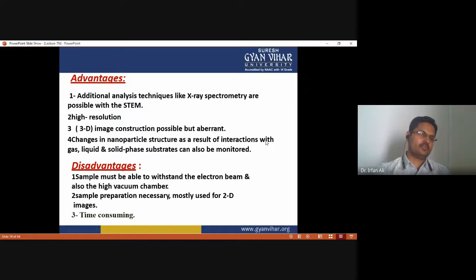Apart from the advantages, there are disadvantages also. The sample must be able to withstand the electron beam and also the high vacuum chamber. That's why it is a technique which can be used for visualization of samples which can withstand the electron beam and high vacuum. Sample preparation is necessary, it is mostly used for 2D images, and it is time consuming.